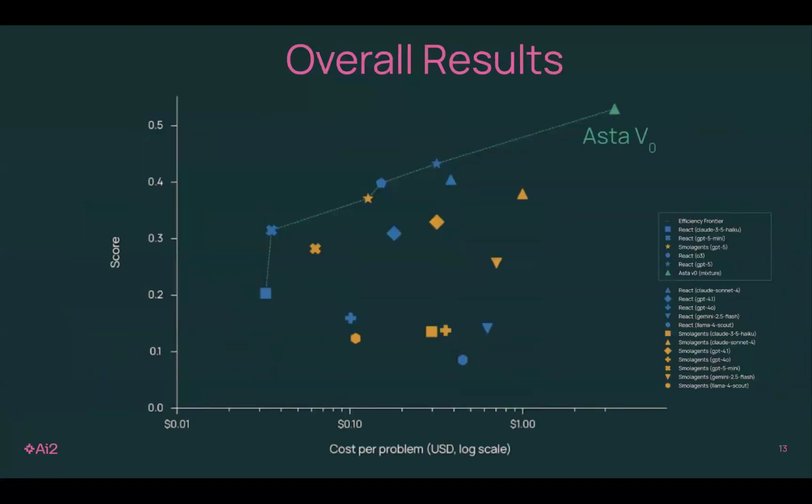Okay, so very high level results. Here's what we're seeing from a set of different agents. And again, the y-axis is a measure of performance.